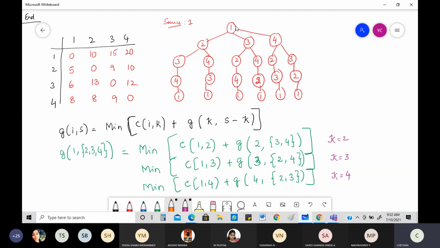See, starting from here, I had the choice to go for 2, 3, 4. Okay, 2, 3, 4. When I took 2, okay, this one. This is the equation I got. When I took 3, this is the equation I got. When I took 4, this is the equation I got.